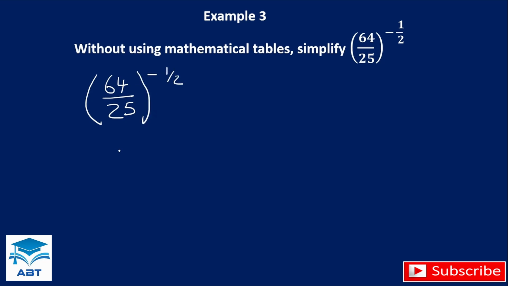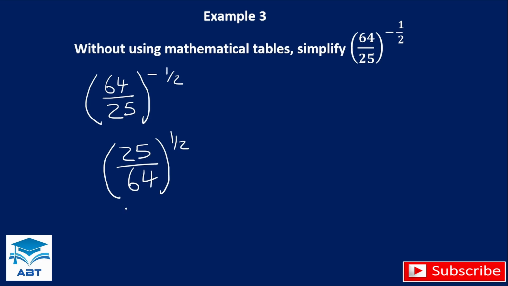We apply the negative exponent rule. So we find the reciprocal of 64 over 25, and we have 25 over 64. And the exponent becomes positive. We then apply the power of a quotient rule where the exponent affects each number in the bracket.